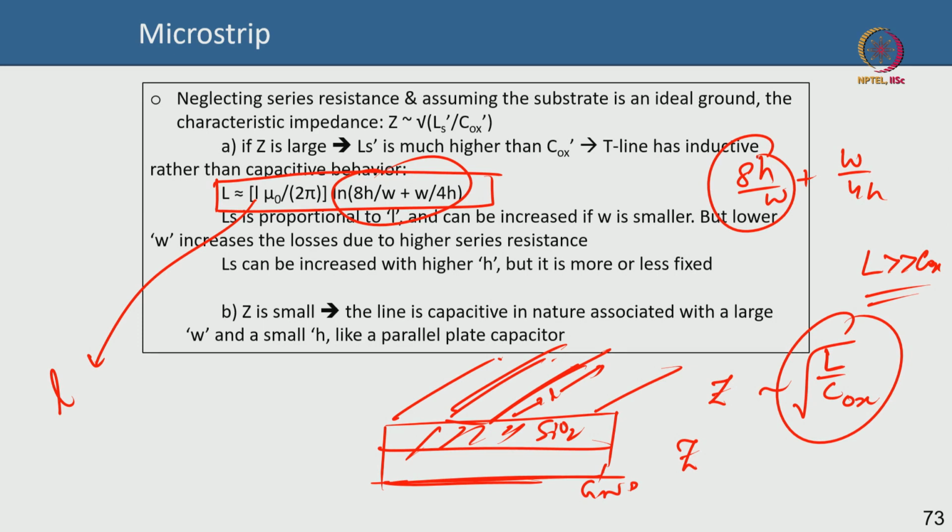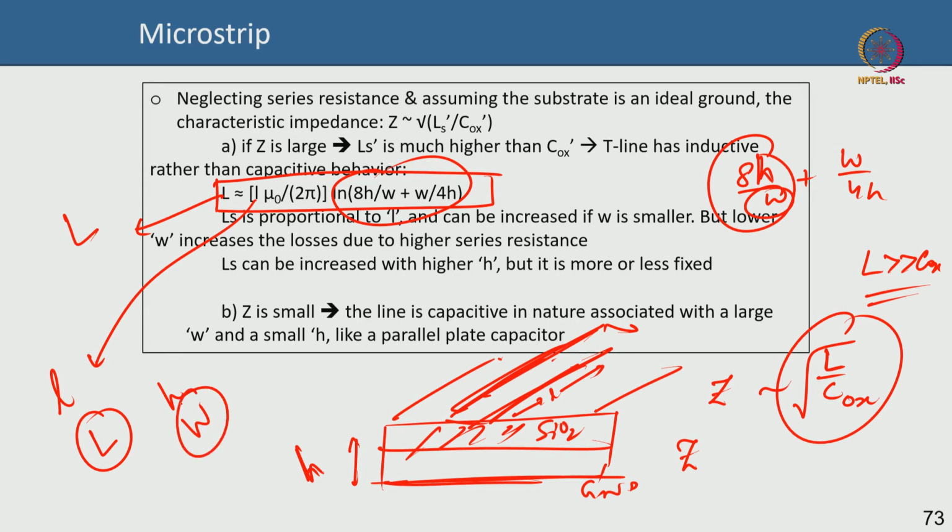If I have higher H, which means the thickness of the substrate is very thick, or if I have lower W, which means I have a very narrow line, then I am going to increase my inductance. So I can make the microstrip line behave more and more as an inductor if I increase the thickness of the substrate and if I reduce the width of the line. I can make it a thinner line. But there is a trade-off. See, this H is more or less fixed by the foundry. You cannot arbitrarily say that you need an arbitrarily large H. The foundry will not agree to that because they have a certain process.